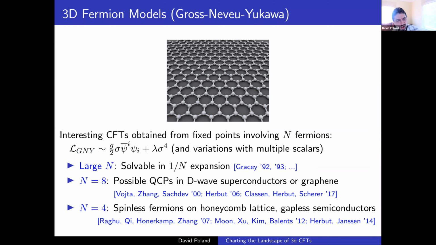Yeah, if you scour through the condensed matter literature, you can find various applications of these models. Here I'm counting the number of Majorana fermions. In the case of 8 Majorana fermions, there are possible applications to critical points in D-wave superconductors or models of graphene. At n equals 4, there's a model called spinless fermions on the honeycomb lattice, which is studied in Monte Carlo studies, and other models of gapless semiconductors. So there are various applications of these theories, so they're an interesting target for the bootstrap.